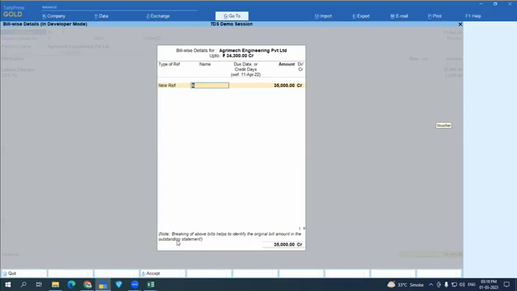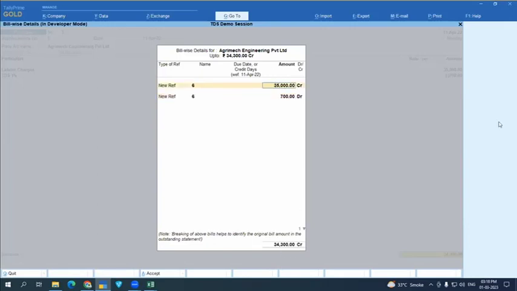There is a note which explains how Tally is going to handle the breakup of this bill. Why does it happen as 35,000 credit and 700 debit? Suppose you entered the net amount directly here, 34,300, that is also okay.